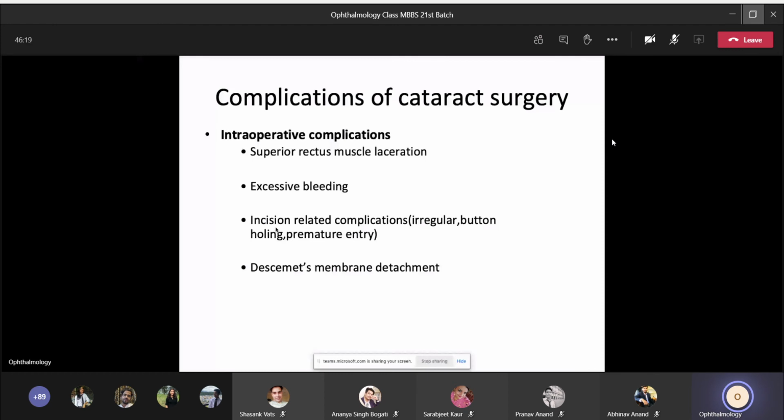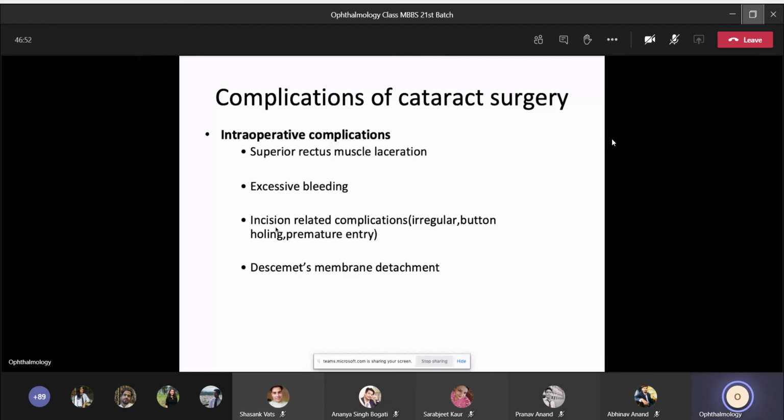Sometimes it's too deep. Then before the corneal tunnel is made, we enter the anterior chamber. That is premature entry. There has to be a tunnel of around 1 to 1.5 millimeters before we enter the anterior chamber. If we enter prematurely, then the tunnel is not self-sealing, the wound may leak, and it may lead to complications. It may lead to infections.